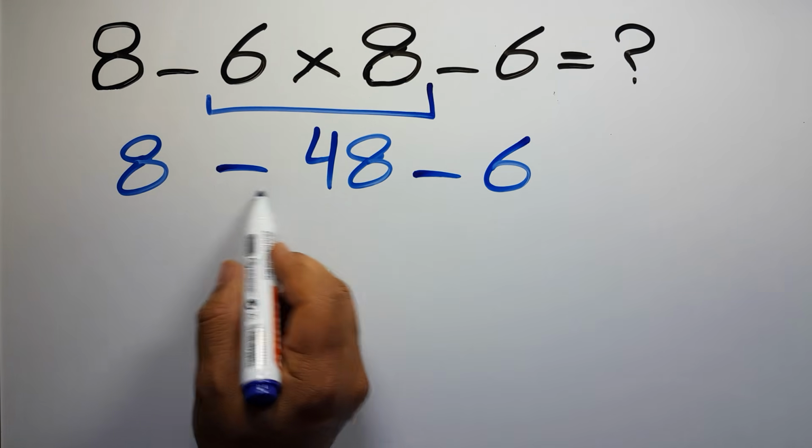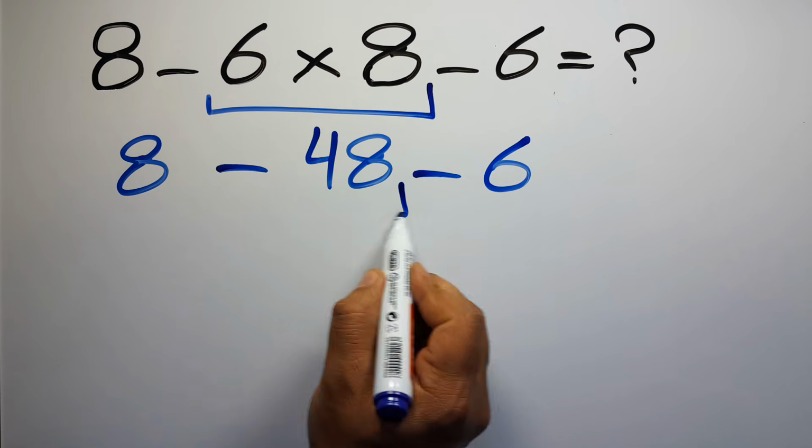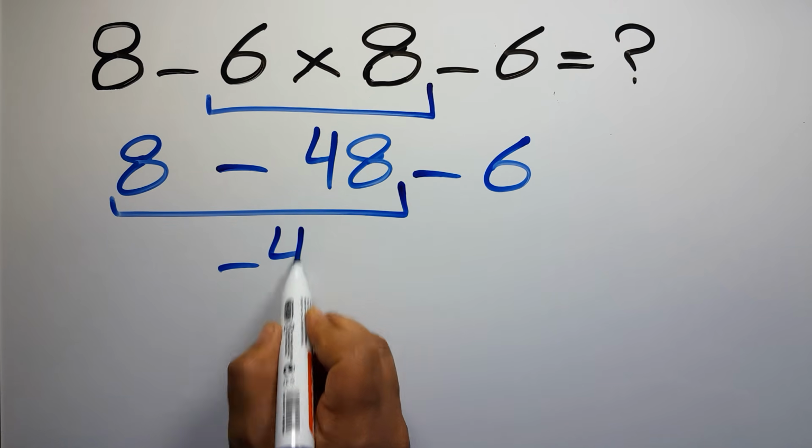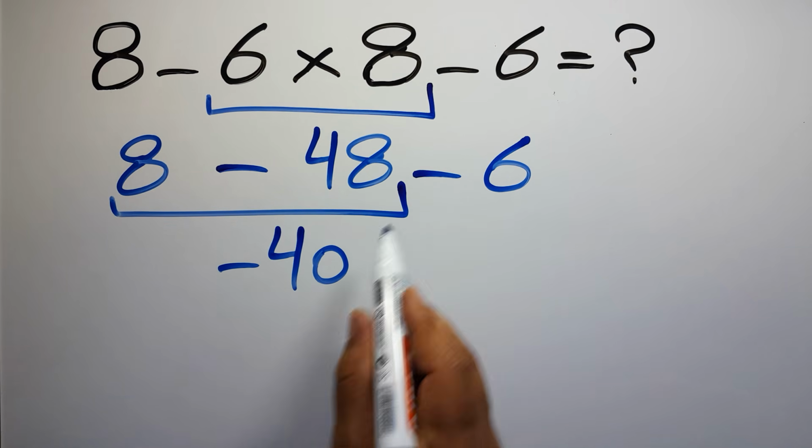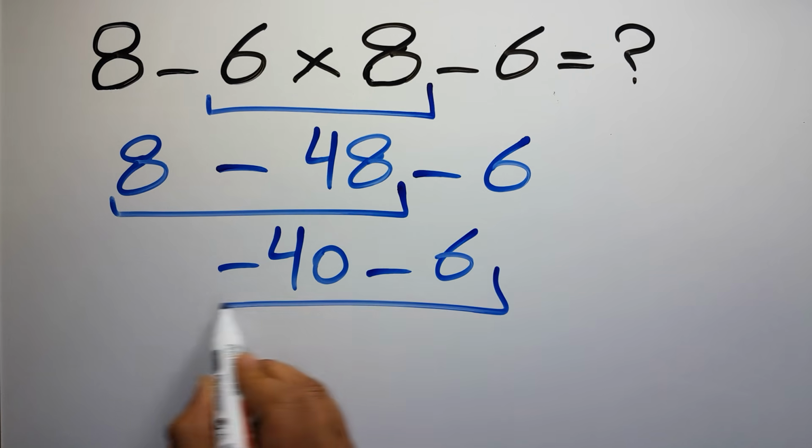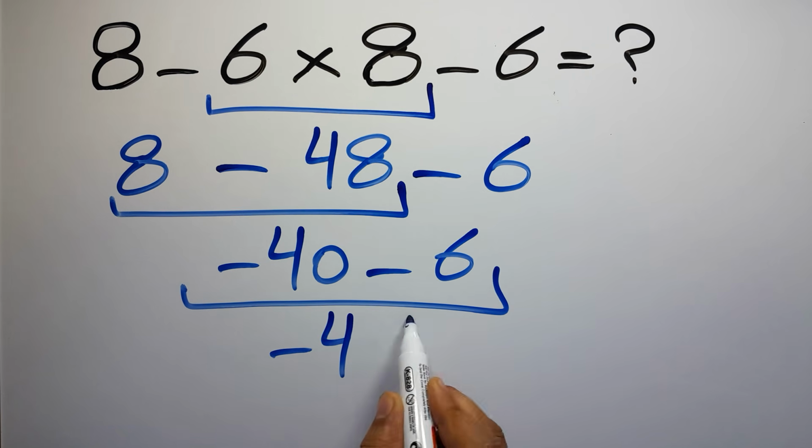Now we have to do this subtraction. 8 minus 48 gives us negative 40. So negative 40 minus 6 equals negative 46. And this is our final answer to this problem.